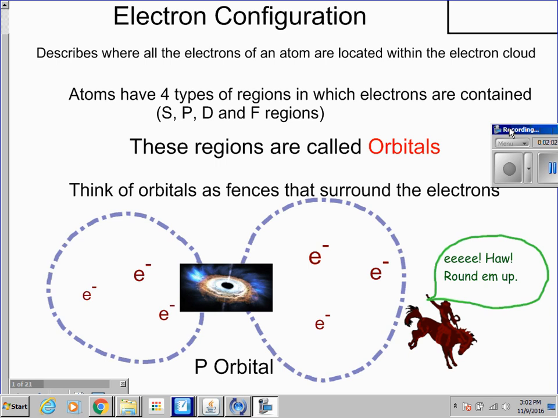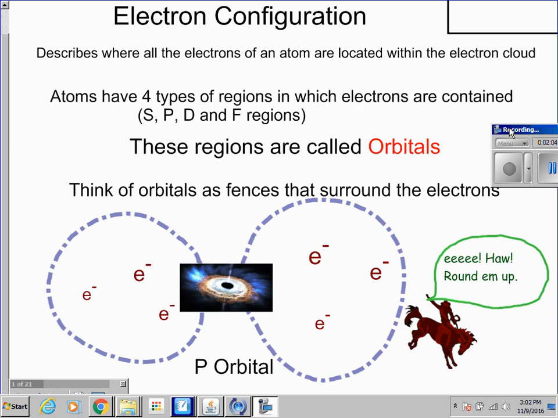All right, so first of all, atoms. They have four types of regions in them, four types of orbitals. These orbitals are labeled the S, P, D, and F regions. I'm not sure of the derivation of the letters S, P, D, and F, but that's what scientists use to call the different regions where electrons are located. They're called orbitals. All right, so let's take a look.